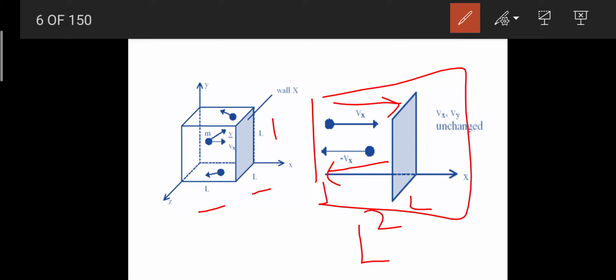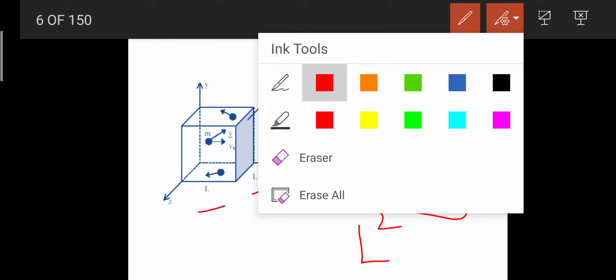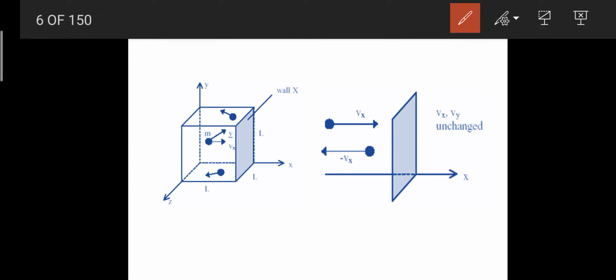Firstly, consider that the molecule is moving towards the x-axis. Now let me clear all these things. So this is your x-axis, okay? Moving towards that x-axis means the molecule is going to collide with that particular wall, isn't it? Yes. So here the molecule is moving with velocity Vx. Yes, we are talking about an ideal gas molecule, and in an ideal gas molecule the speed is conserved, as we know.